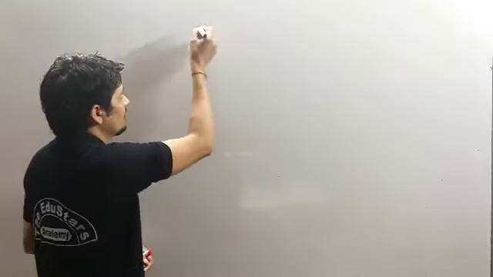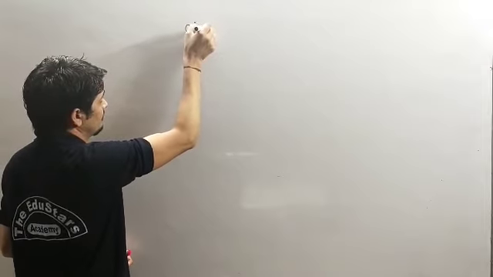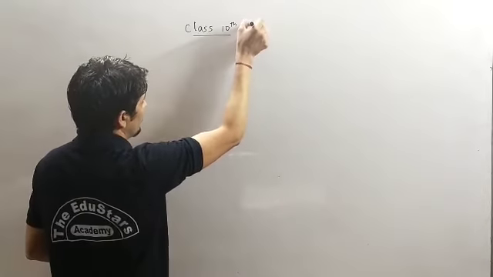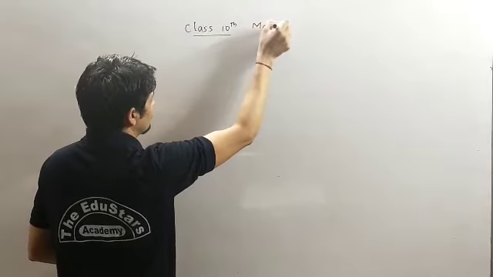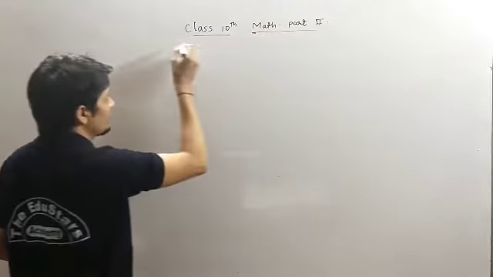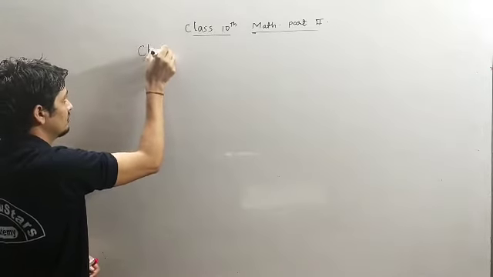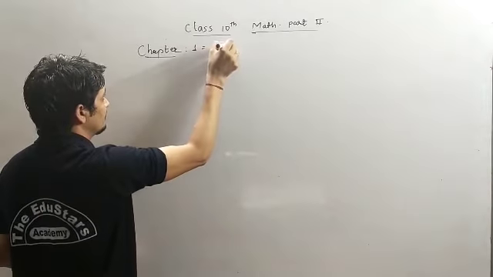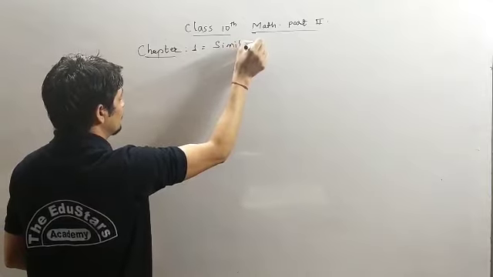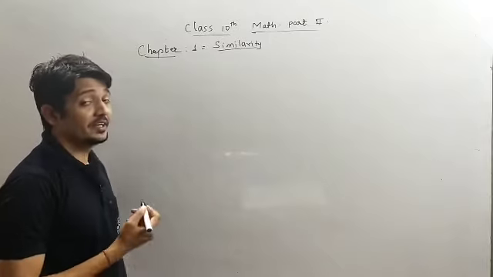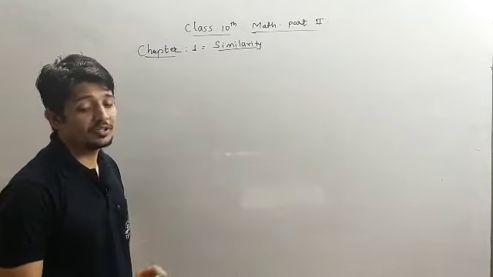So the area of triangle. Class 10th mathematics part 2, and the chapter is chapter first, similarity. In similarity we have to understand some formulas before starting the chapter.